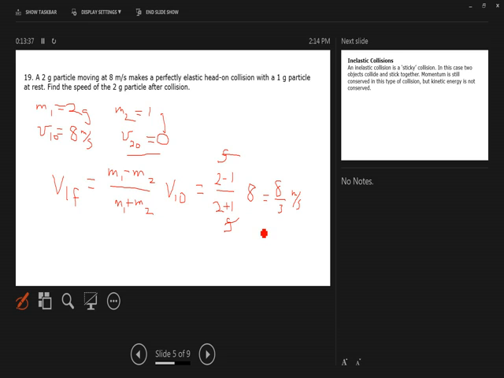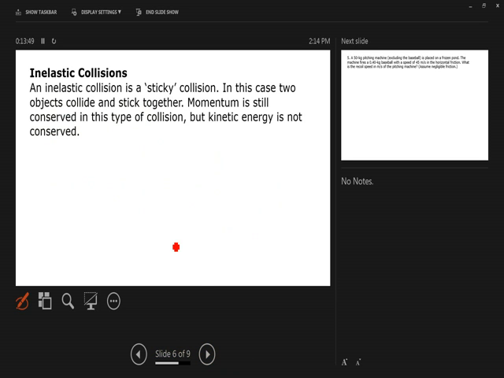Okay, so doing elastic collision problems is real easy. You just apply those two formulas that were derived from conservation of momentum and conservation of kinetic energy. An inelastic collision is known as a sticky collision, in which two objects stick together, kind of like a capture. Momentum is conserved. It's always conserved, whether it's elastic or inelastic or partially elastic. But kinetic energy is not conserved.